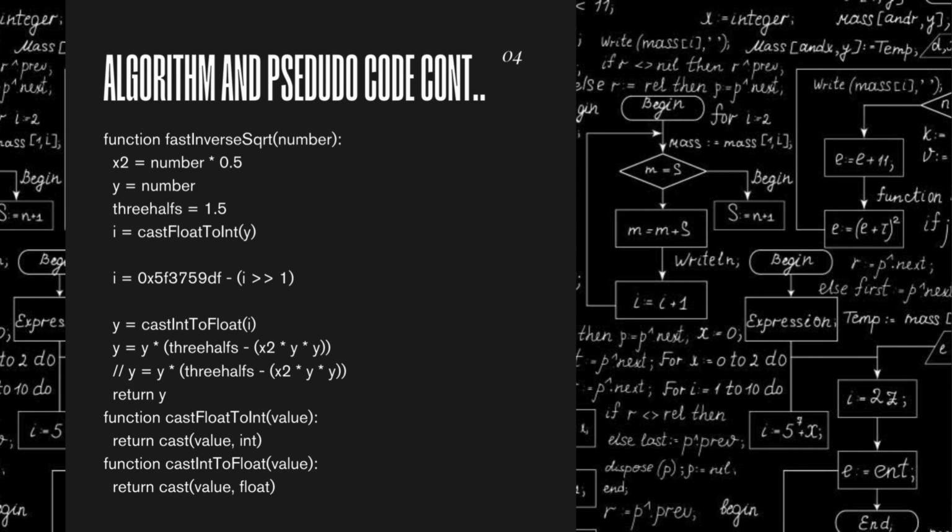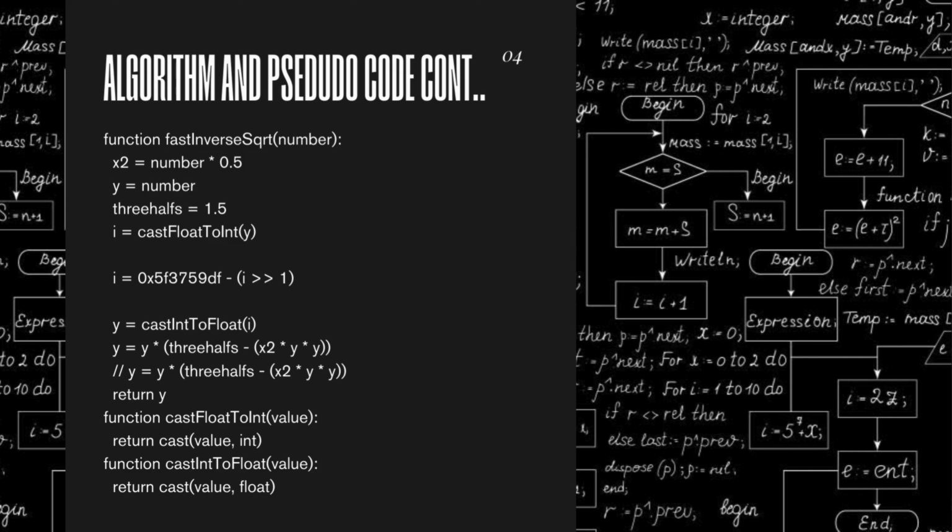Now that we are done discussing the original algorithm, the pseudocode that we came up with is shown right here. First, talking about the initialization of variables, as you can see in the line x2 equals number times 0.5, it calculates the half of the input number. The second line, y equals number, initializes y to the input number. The third line, threehalfs equals 1.5, is a constant used in the algorithm.